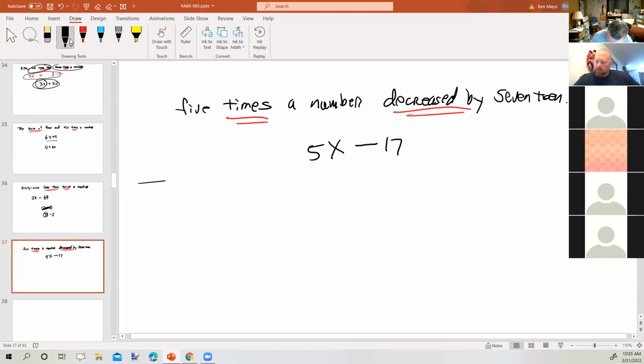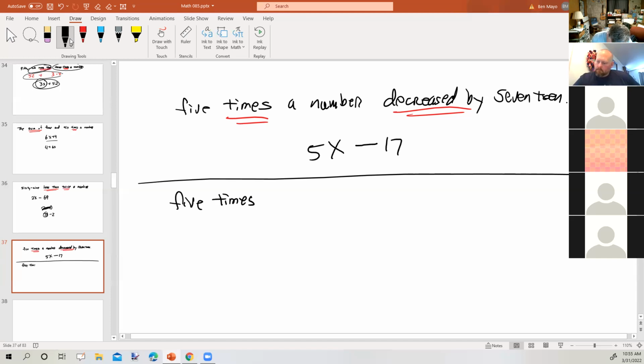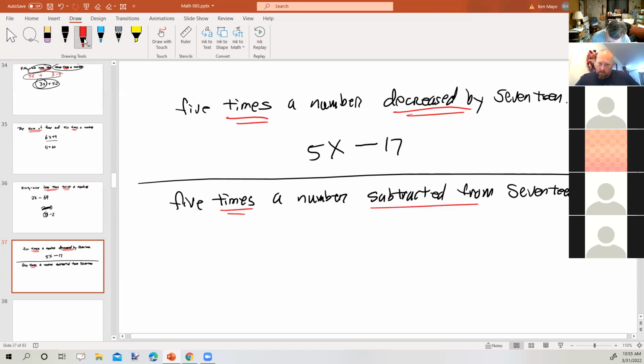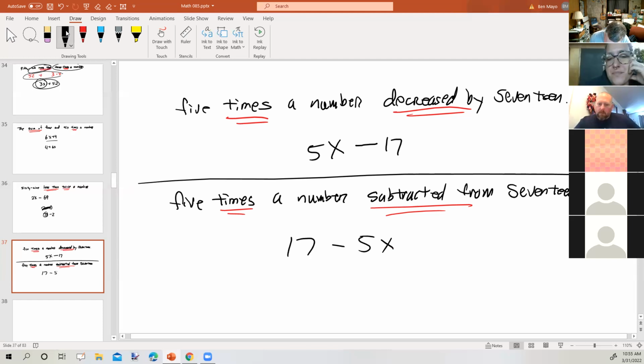Okay. Let's take a look at a different one. 5 times a number subtracted from 17. All right, so now how would you write that? 17 minus 5x. Excellent, good job. Again, subtraction is the tricky one. Beware the subtraction sign.